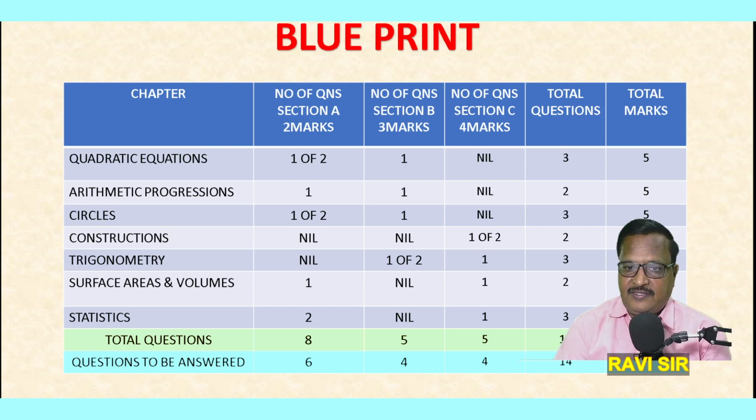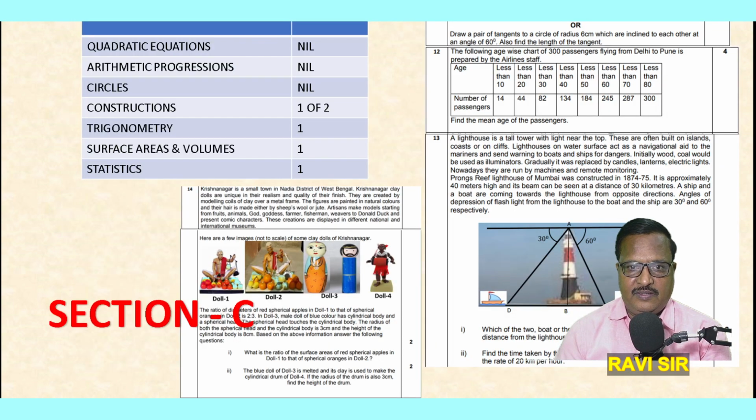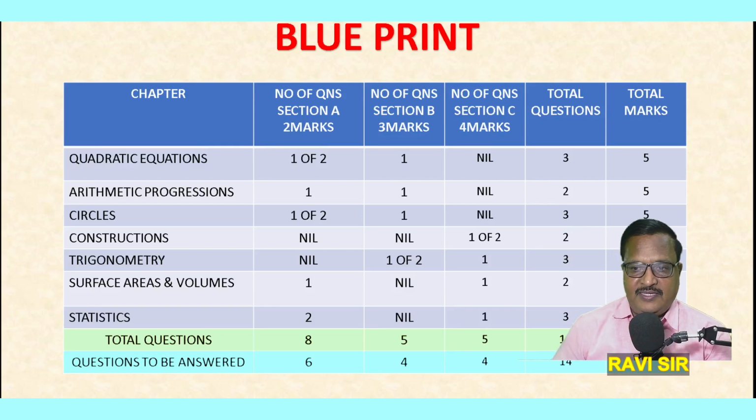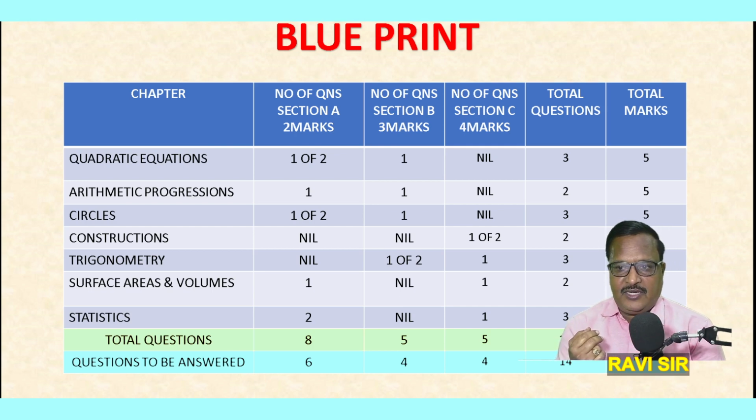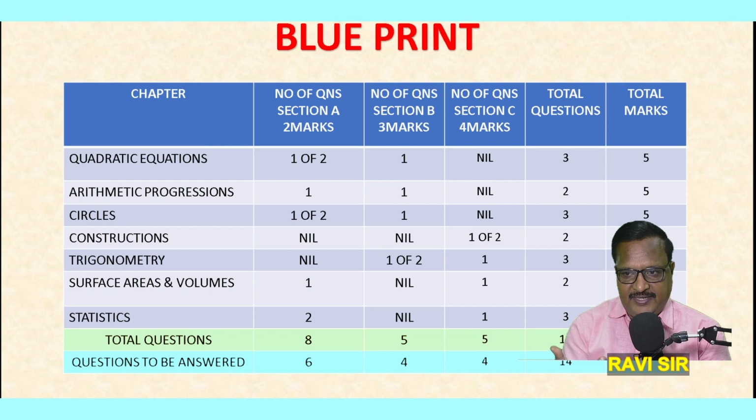Quadratic equation, 2 questions of 2 marks are given in section A. Section B, 1 question of 3 marks. Section C, there is no quadratic equation question. So total 3 questions are given and 5 marks. That means in algebra, there are 2 chapters, quadratic equations and arithmetic progressions, 5 marks each. The easy chapter for everybody is arithmetic progression. So focus more on arithmetic progressions, and once you are done with it, then go to quadratic equations.